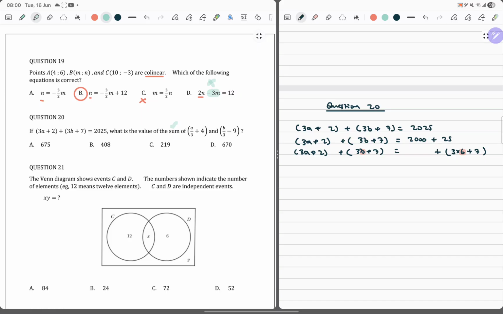Now let's try to deal with the 2000. What is it in terms of 3 times something plus 2? 2000 minus 2, that's 1998. I'm trying to think how we will break the 2000.